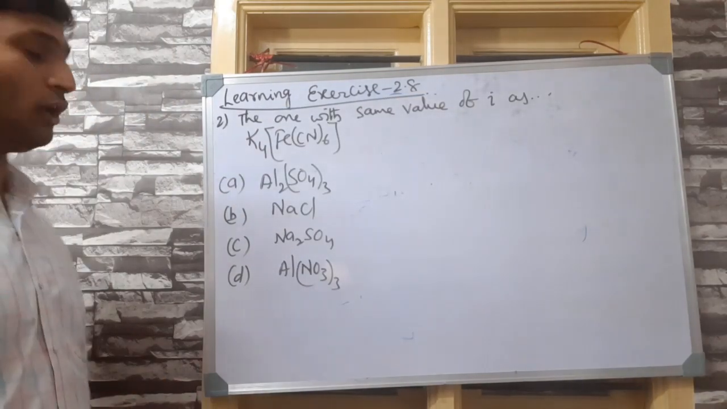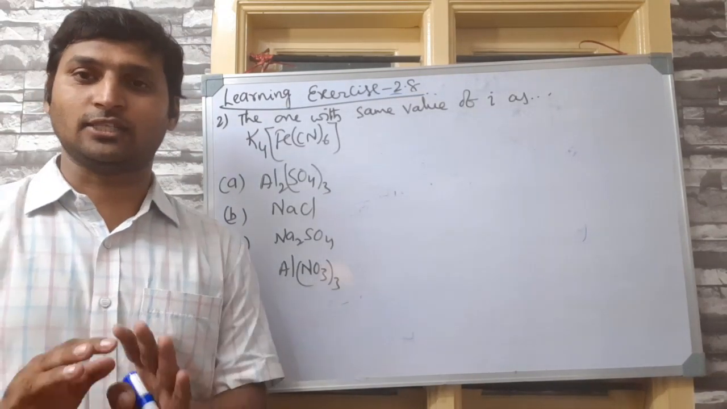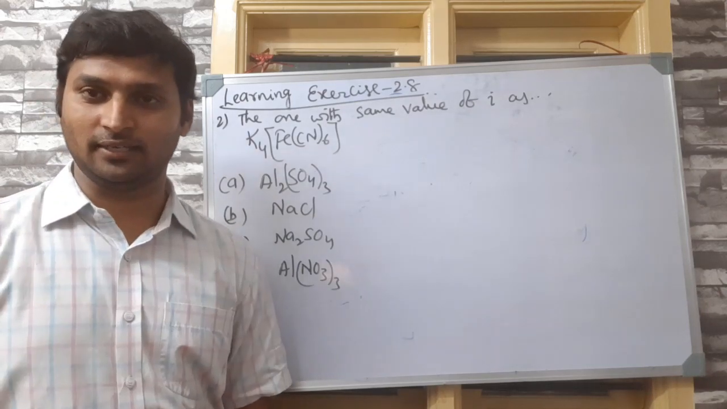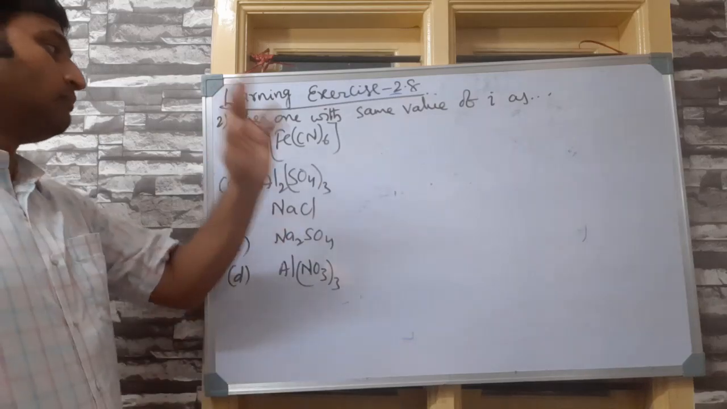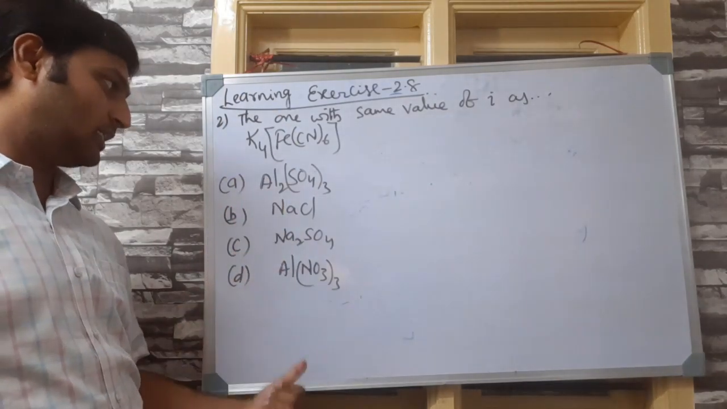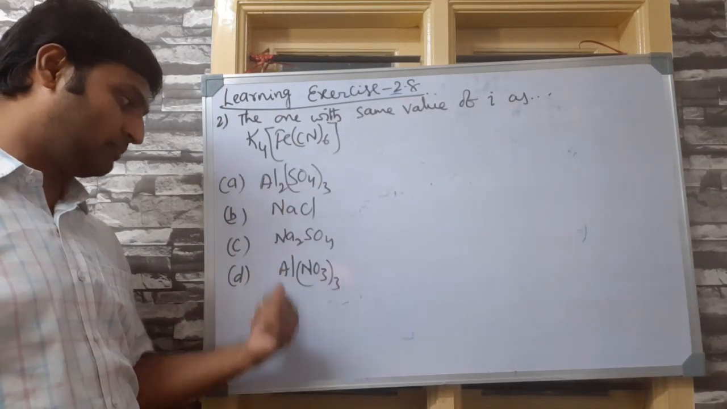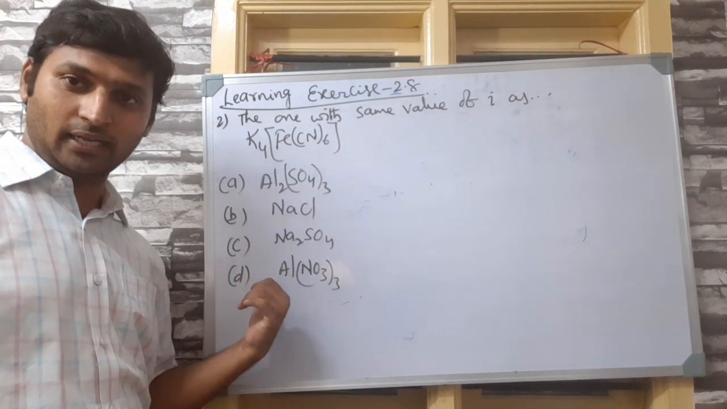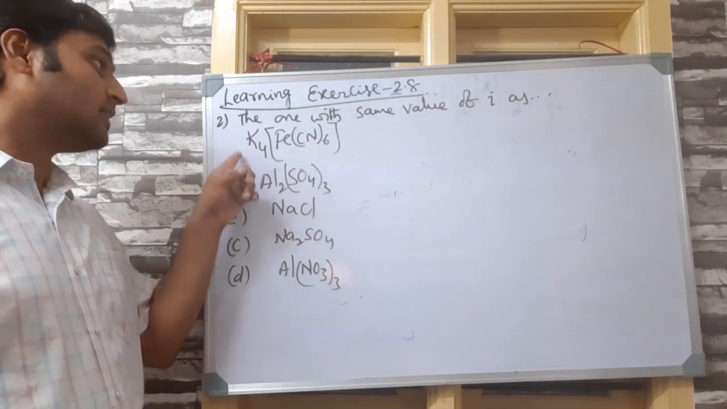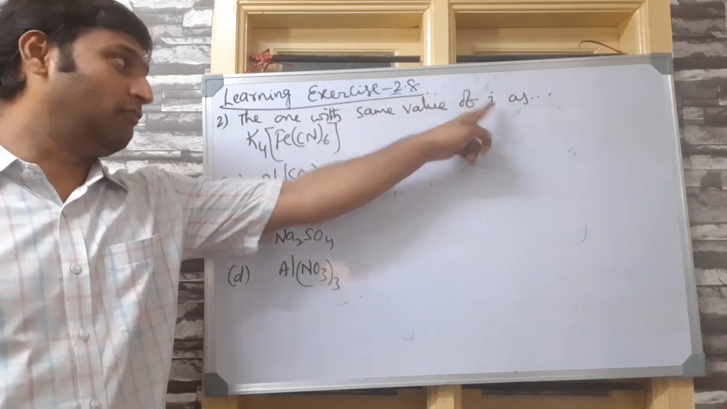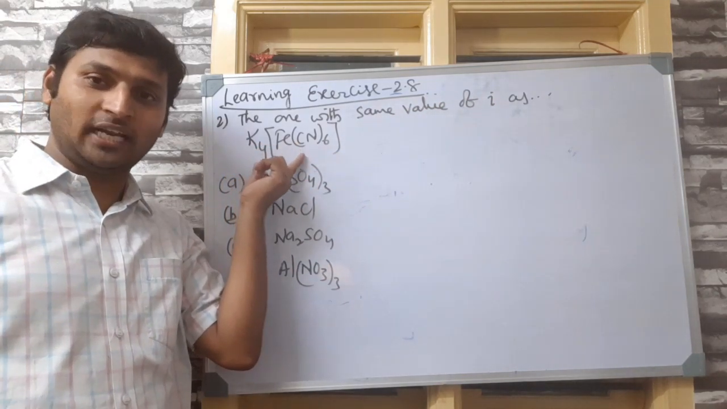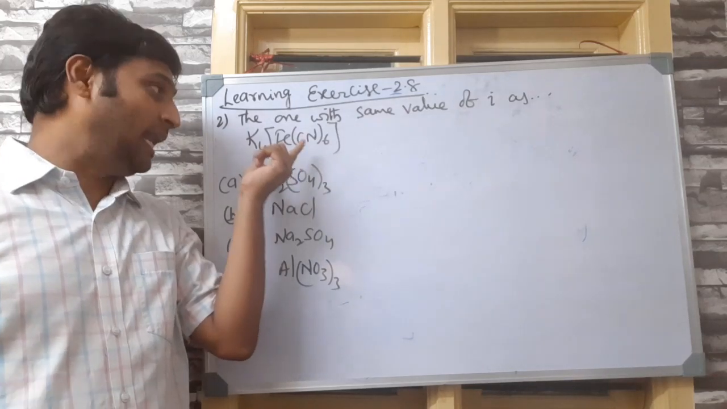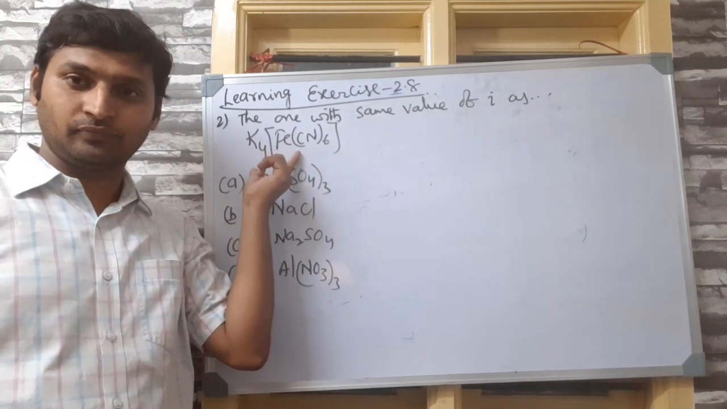Again, before solving question number 2, let me confess we are assuming 100% dissociation here, theoretically. He is asking which of the following 4 salts out of aluminum sulfate, sodium chloride, sodium sulfate and aluminum nitrate shows the same value for Van 't Hoff factor as potassium ferrocyanide. It is a coordination compound or complex compound named potassium ferrocyanide.